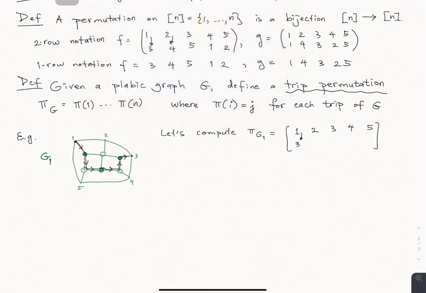So now let's compute the trip from the boundary vertex 2. So the first vertex I see is white. So that means I have to turn maximally to the left. I see a black vertex, so I turn to the right. I see a white vertex, so I turn to the left. And I end at 4. So that means 2 goes to 4 in the trip permutation.